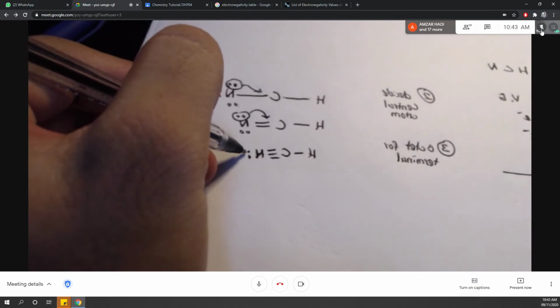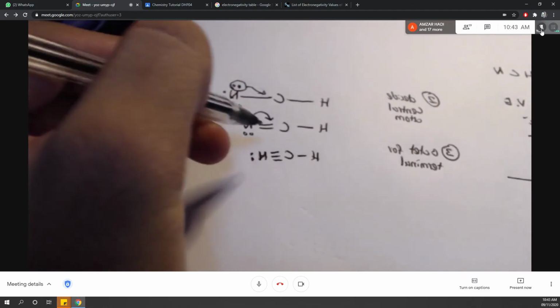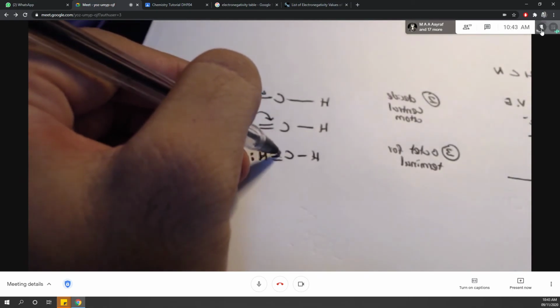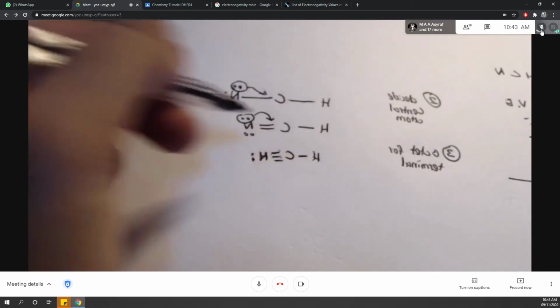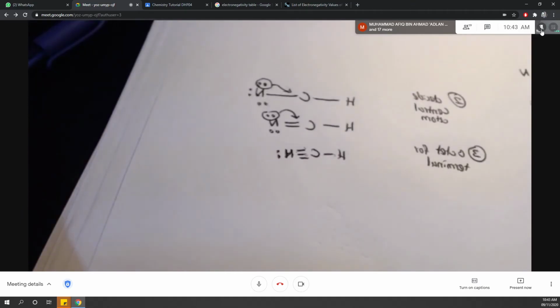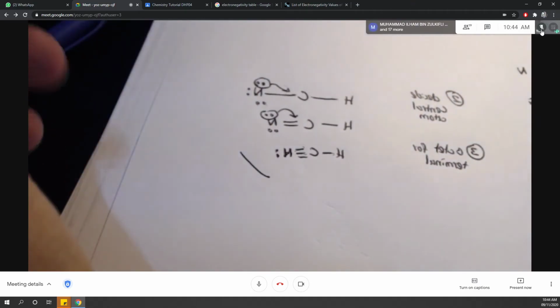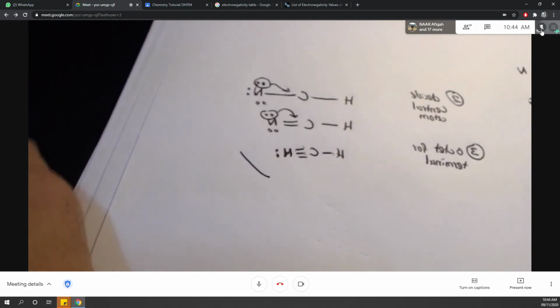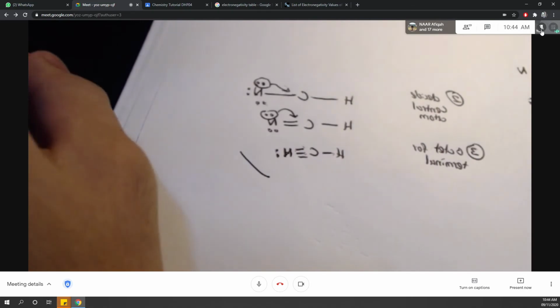So tengok nitrogen 1, 2, 3, 4, 5, 6, 7, 8. So nitrogen cukup. Carbon ada 1, 2, 3, 4, 5, 6, 7, 8. Cukup. Hydrogen cuma boleh 2 je. So 1, 2. So cukup. Dah habis Lewis structure awak. Selagi central atom awak tak complete octet, awak buat dia sampai dia jadi octet.